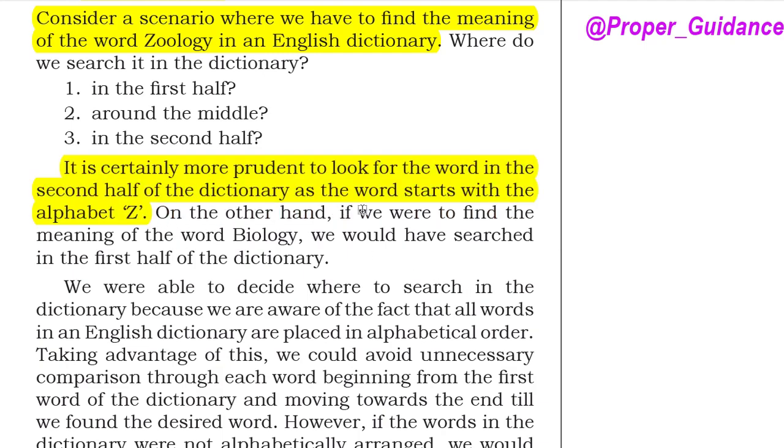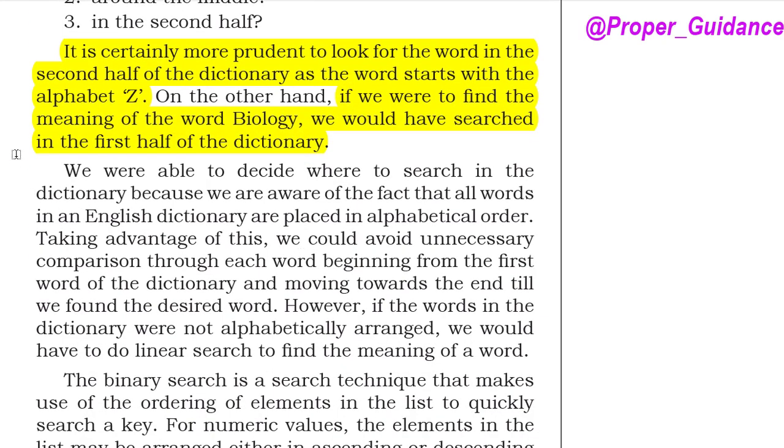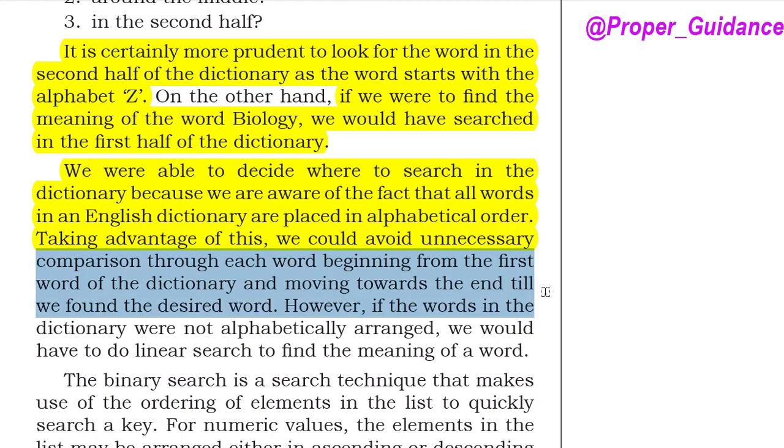On the other hand, if we were to find the meaning of the word biology, we would have searched in the first half of the dictionary, right? We were able to decide where to search in the dictionary because we are aware of the fact that all words in an English dictionary are placed in alphabetical order. Taking advantage of this, we could avoid unnecessary comparison through each word, beginning from the first word of the dictionary and moving towards the end till we found the desired word, right?